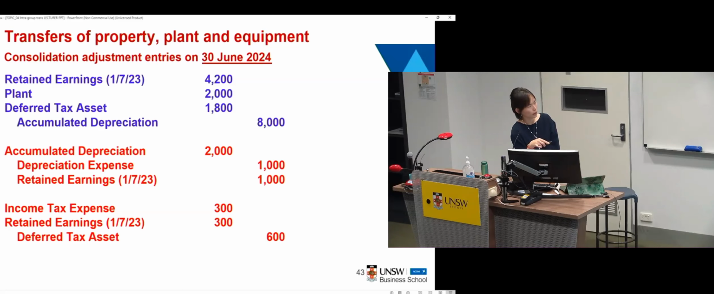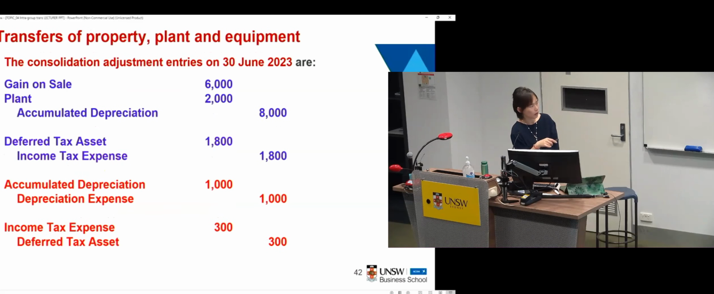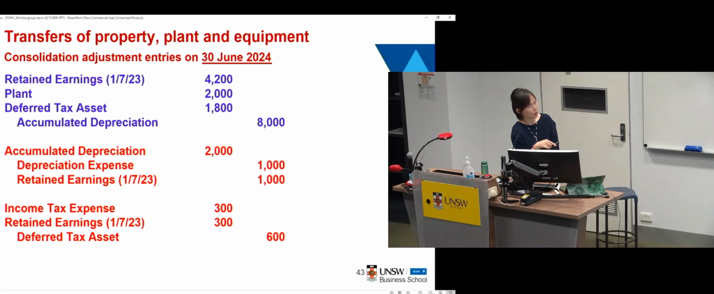So using 1,000 multiply 30%, which is 300. What else? Don't forget to carry over the prior year IT adjustment, its effect to the current year. So prior year you have 300 IT adjustment, right? And now we carry its effect to the current year by debit retained earnings of 300.